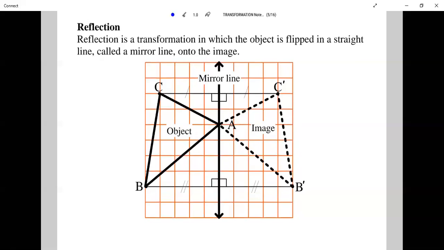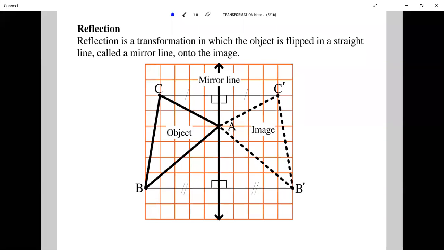All right. So here in the diagram, you're seeing what a reflection would be like. ABC is the object, and A prime B prime C prime is the image.